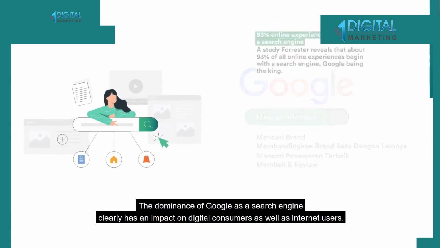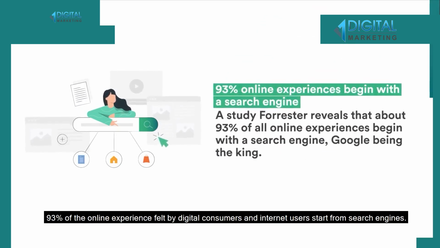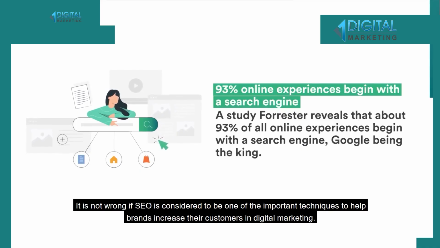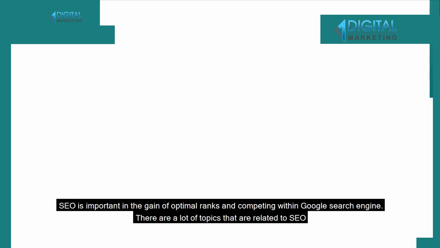The dominance of Google as a search engine clearly has an impact on digital consumers as well as internet users. 93% of the online experience felt by digital consumers and internet users starts from search engines. Google plays an important role while digital consumers search for information, find brands, compare one brand with another, find the best deal, until purchasing and writing reviews. It is not wrong if SEO is considered to be one of the important techniques to help brands increase their customers in digital marketing. SEO is important in the gain of optimal ranks and competing within the Google search engine.